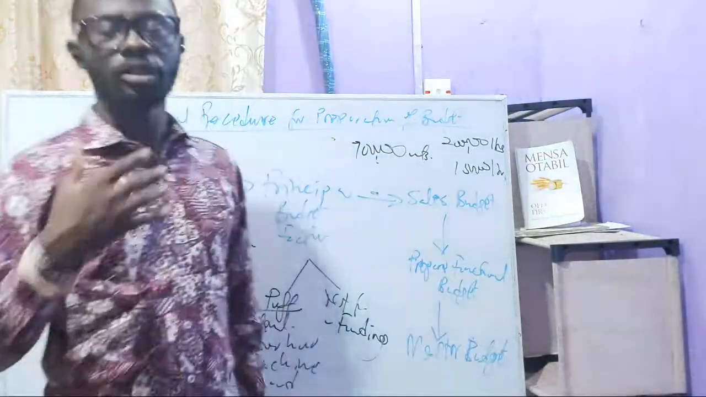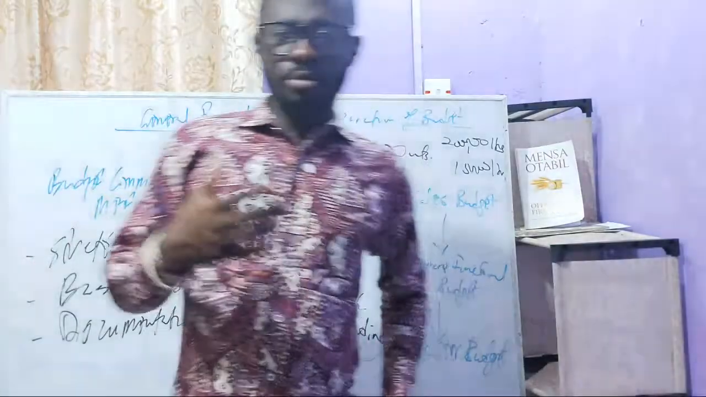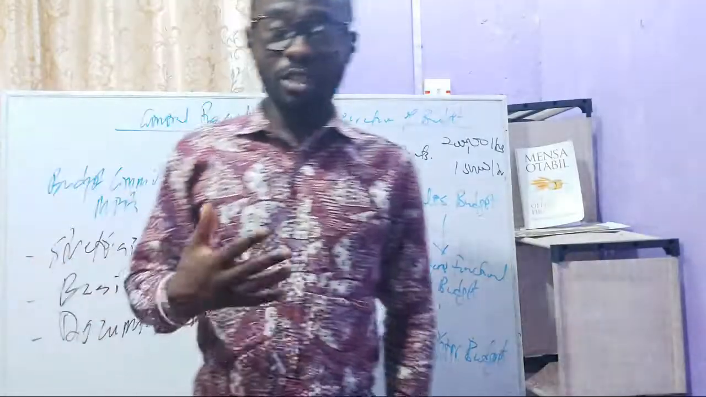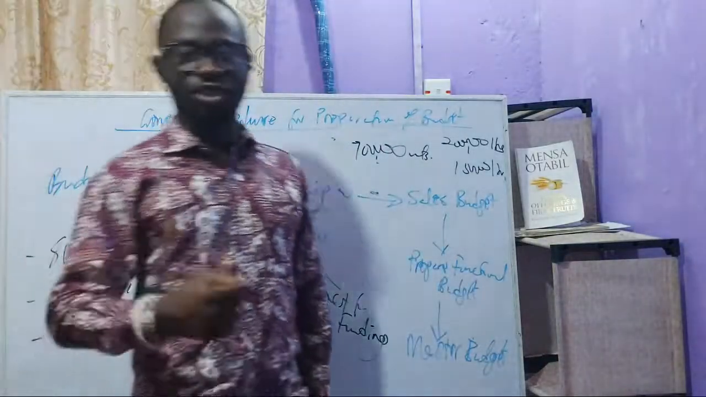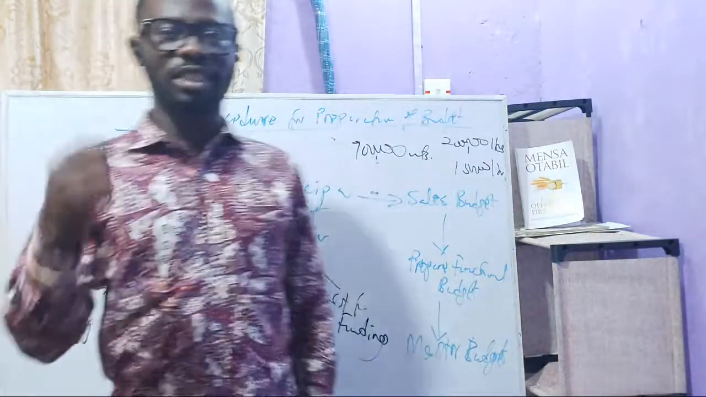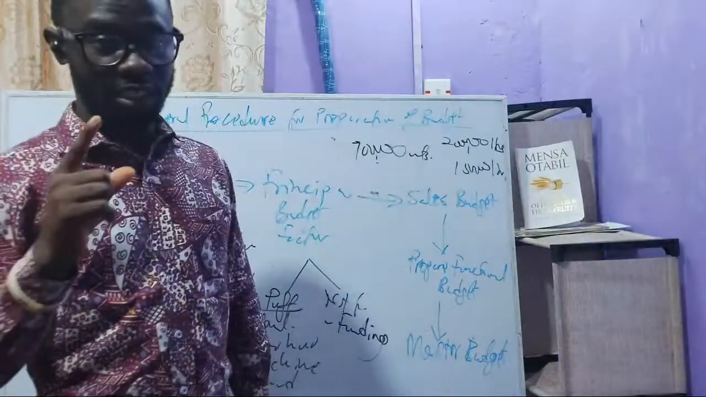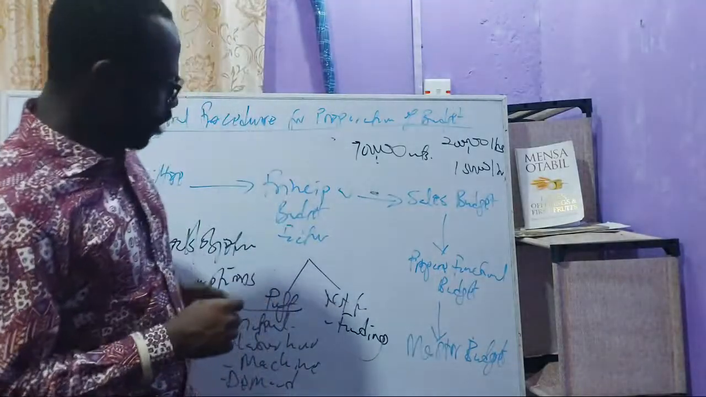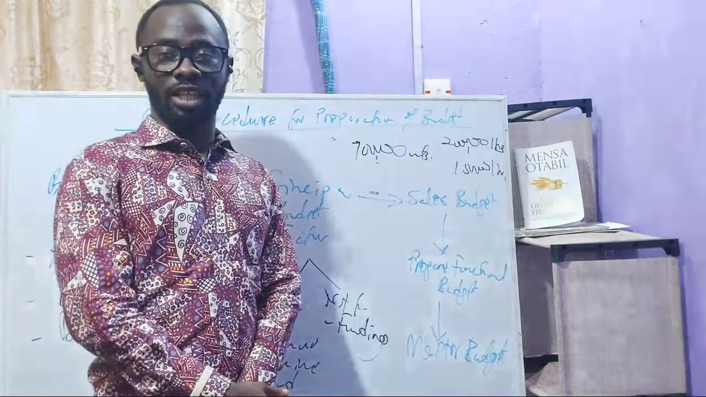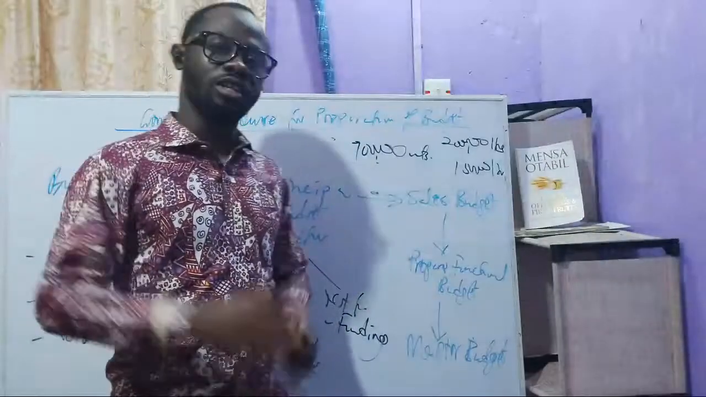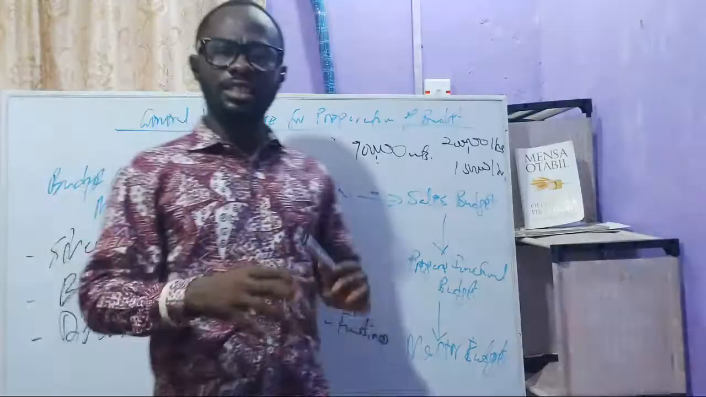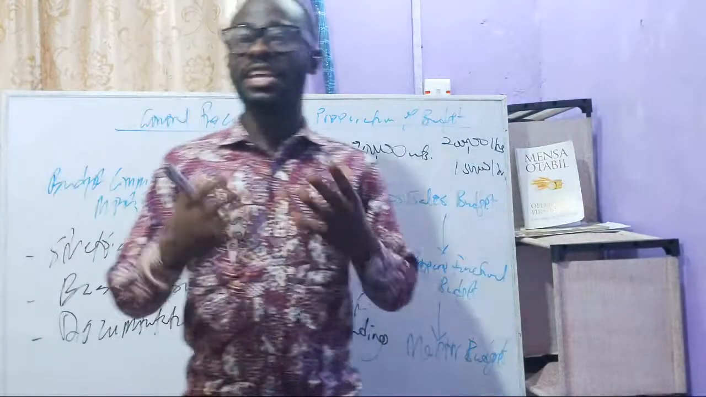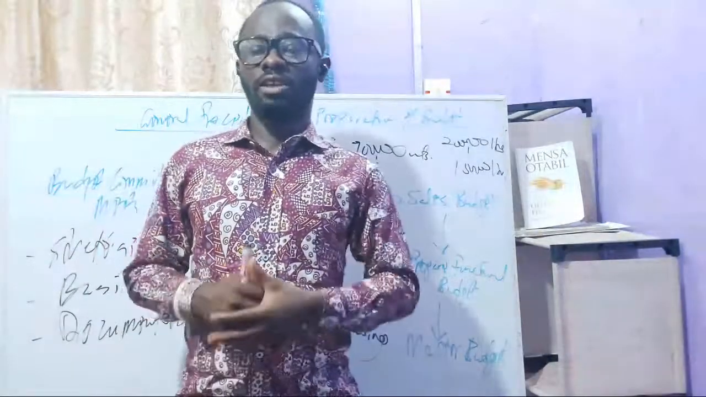Step one, we prepare the sales budget. Now remember what we said a moment ago, that for profit-making organizations, it is assumed that the principal budget factor is the sales demand of the organization. For that reason, the first budget that is prepared is the sales budget. So what is the sales budget about?